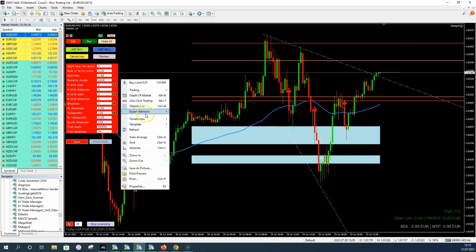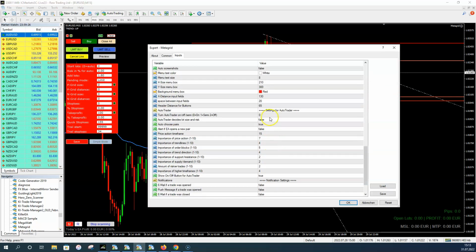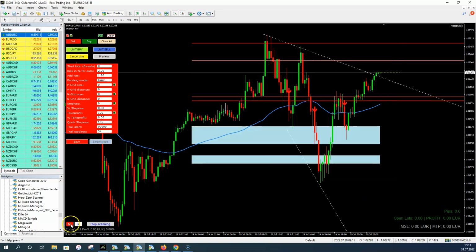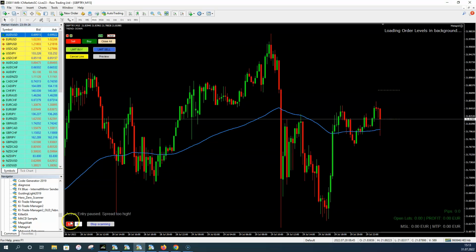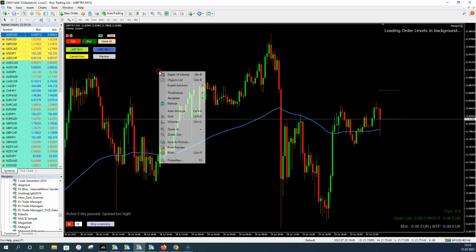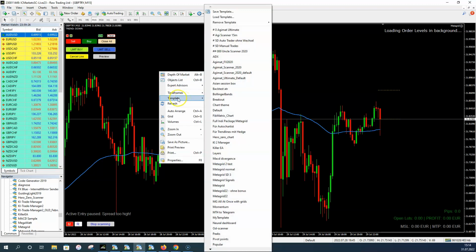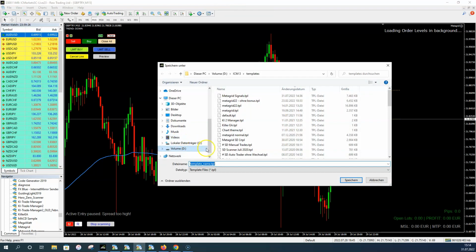So by default, let's check again. I have turned it again to false. Yes, it's again false. Perfect. And what we have to do now is make a template of what we did, so that we can use the settings we have now done on different charts. So we make a template here, we go to save template, and now we give this template a name. For example, you say Auto Trader 2022, and then we click on save.